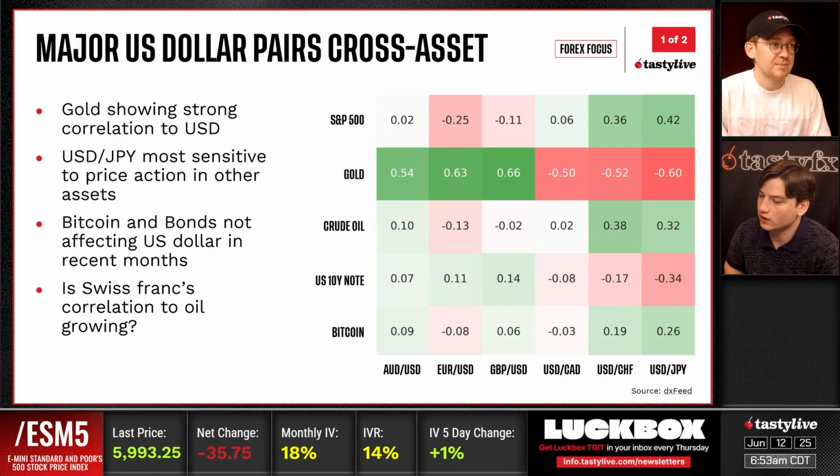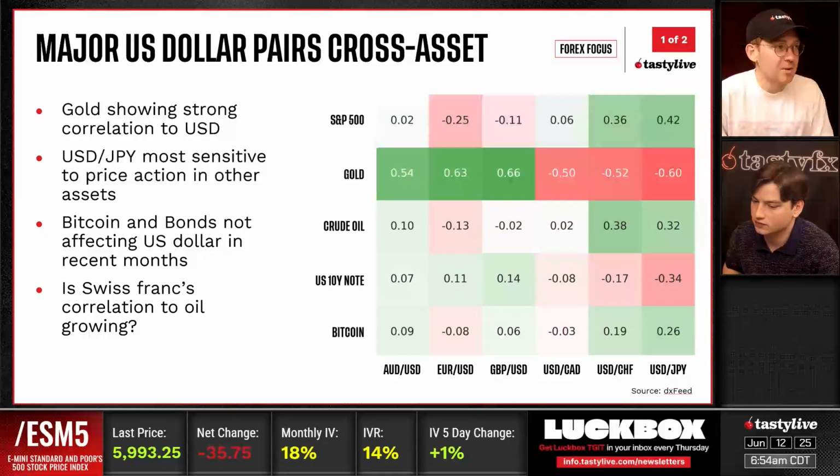But moving more positive correlation with U.S. dollar against the safe haven currencies of Swiss franc and Japanese yen. 10-year note.